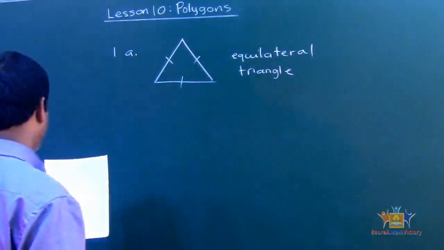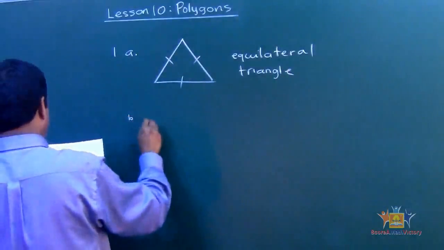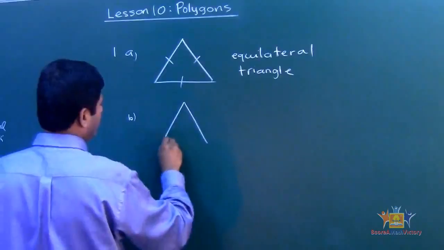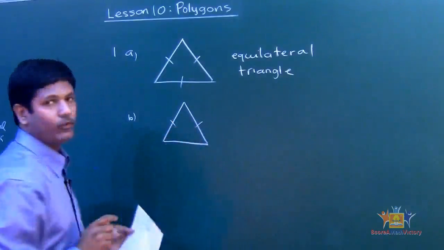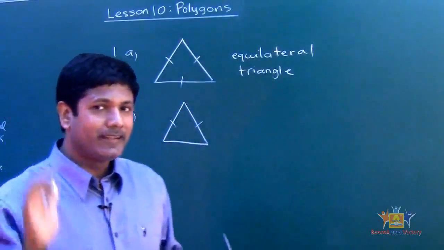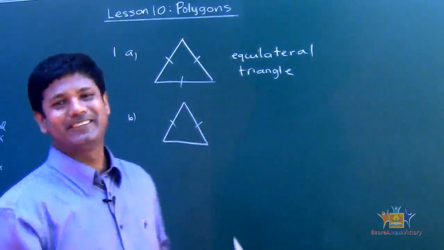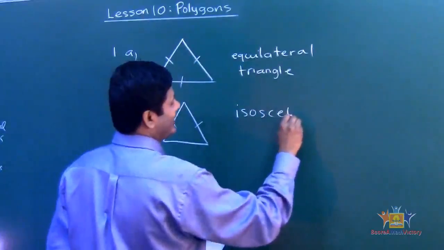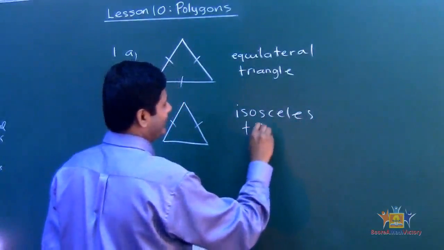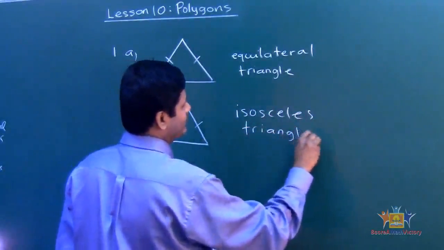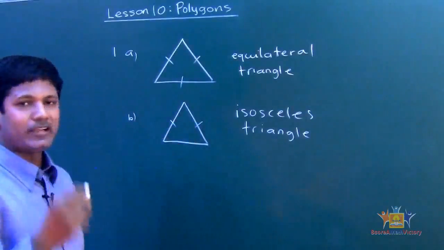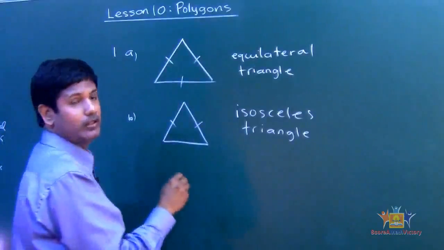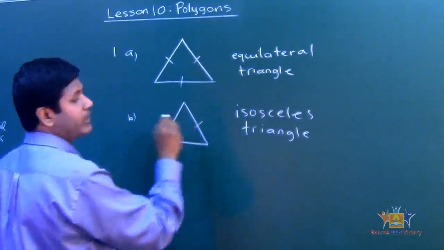Okay, let's look at the next one. You're given a triangle with two sides equal. So what type of triangle is that? Isosceles triangle. Very good. The difference between an equilateral triangle and an isosceles triangle is that in an equilateral triangle all three sides are equal, and in an isosceles triangle two sides are equal.